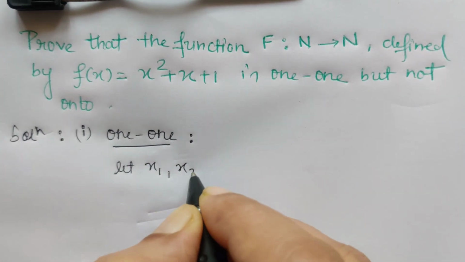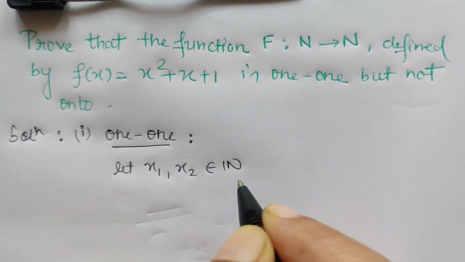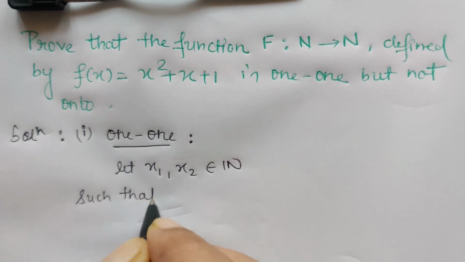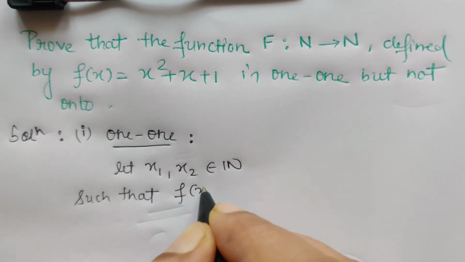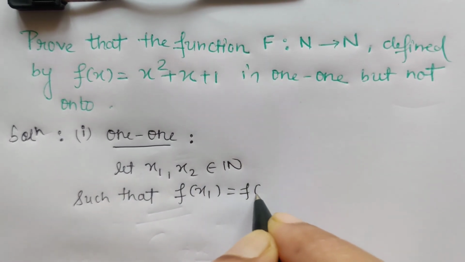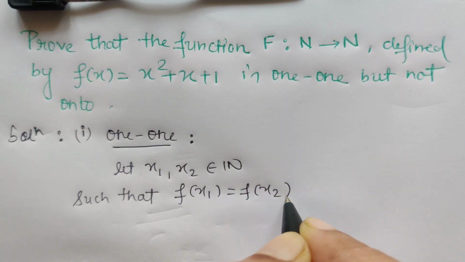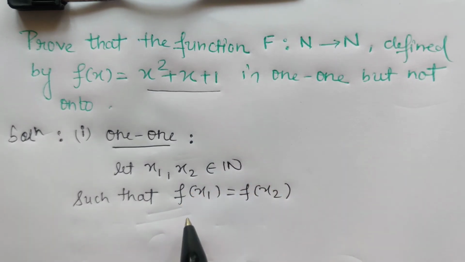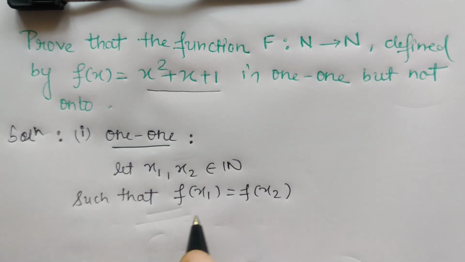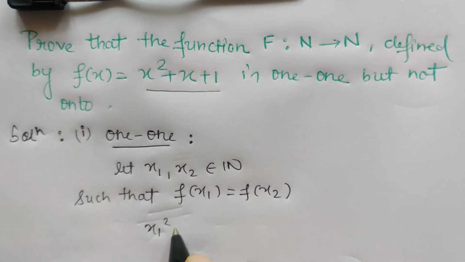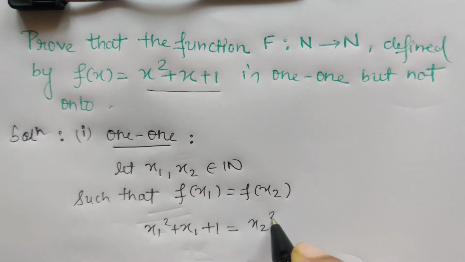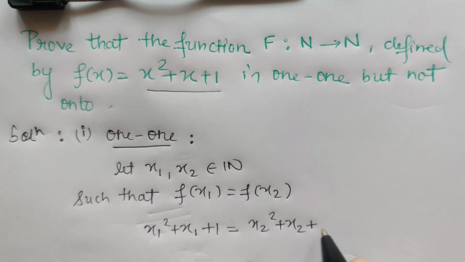So let x1, x2 belong to the set of natural numbers such that if we are able to prove this, such that f(x1) is equal to f(x2), then the function is one-one. So here let's use this function definition in the place of f(x1) and f(x2). So this is x1² + x1 + 1 = x2² + x2 + 1.